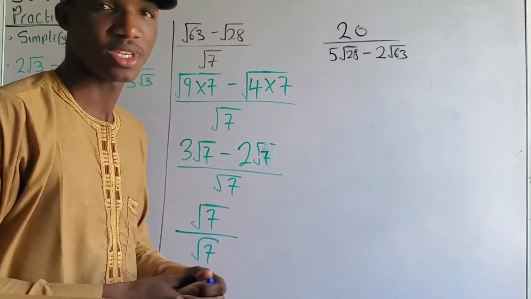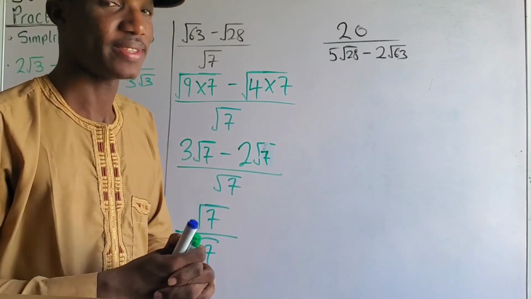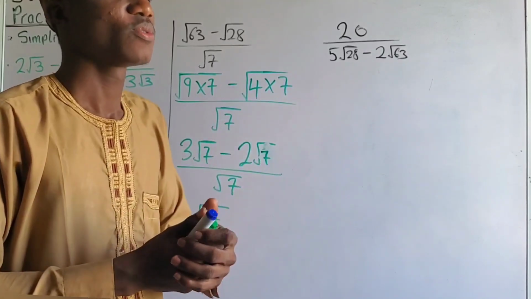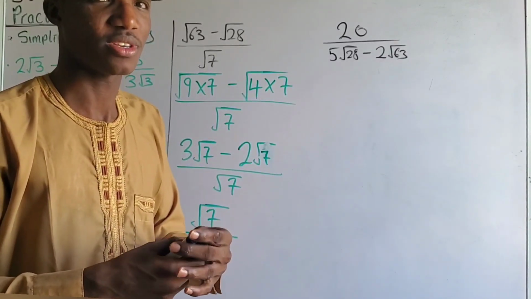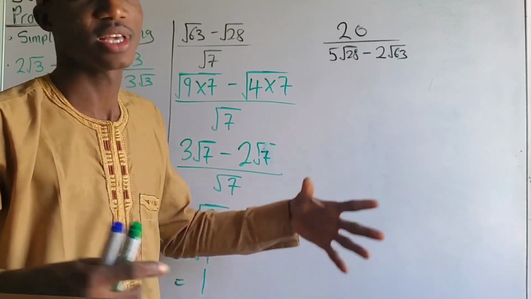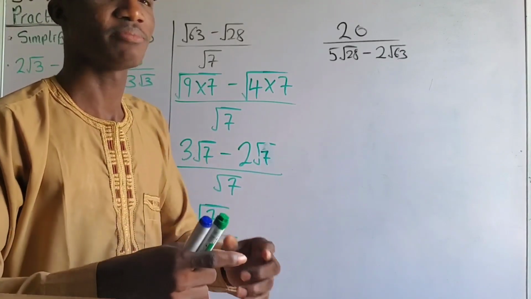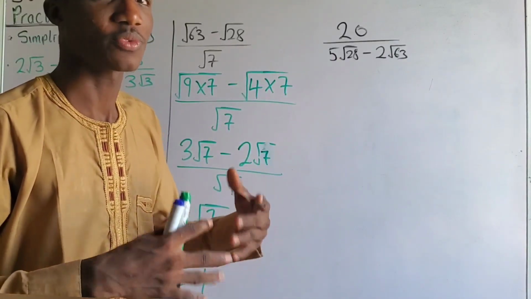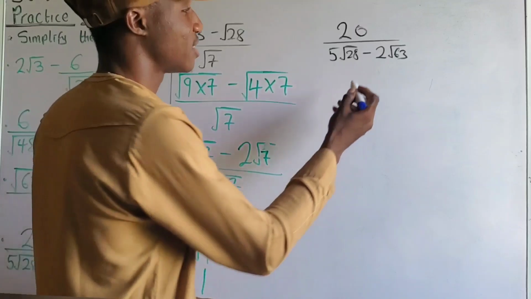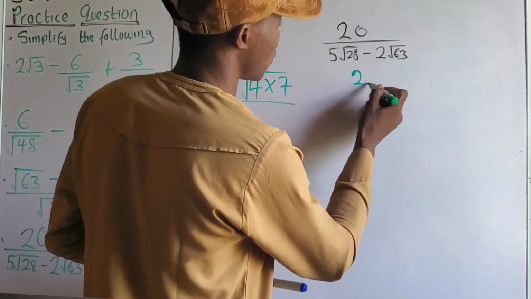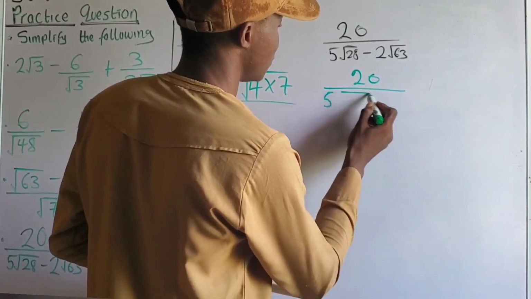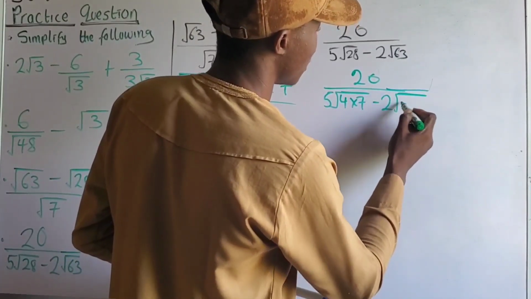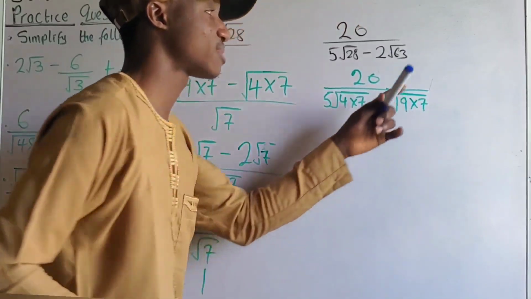You see, let me tell you, when you are simplifying this, always focus on this: if you want to express 28, what is the largest square of 28? That is, the largest square that, when you take its product with a particular number, is going to give you 28. Are you getting it? Now the square is 4, because 4 times 7 will give us 28. So I can rewrite the question as 20 all over 5 multiplied by the square root of 4 times 7 minus 2 multiplied by the square root of 9 times 7, because 9 times 7 will give us 63.